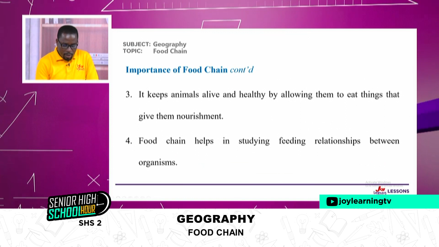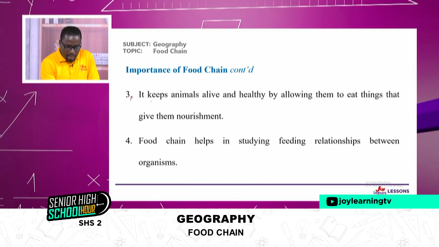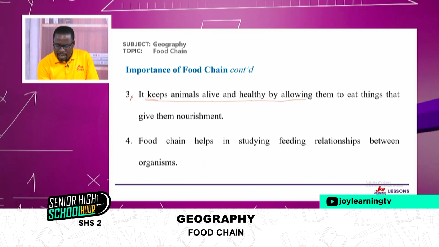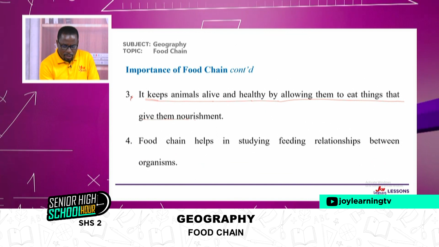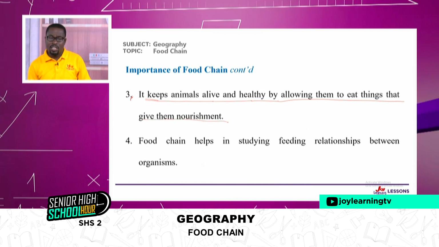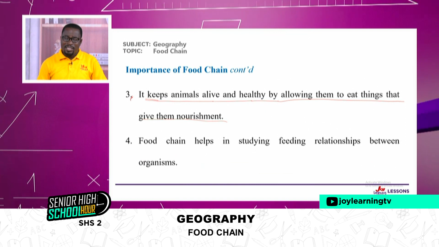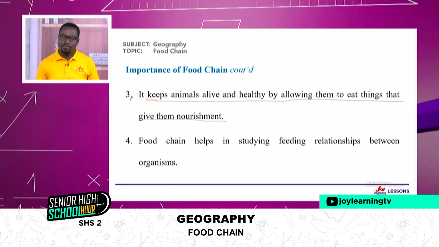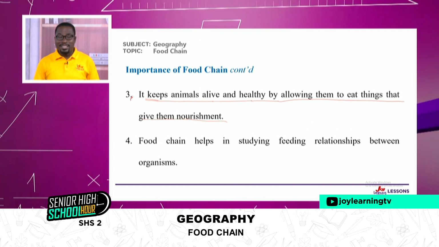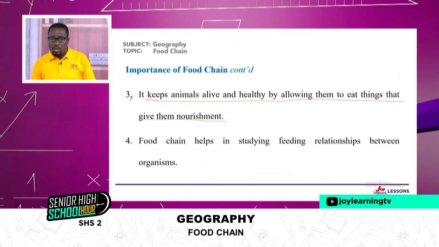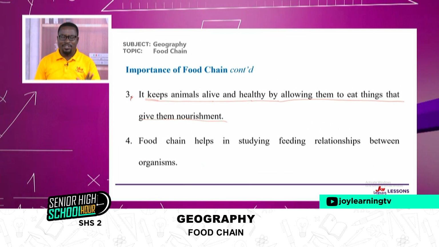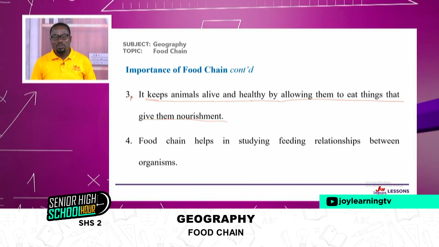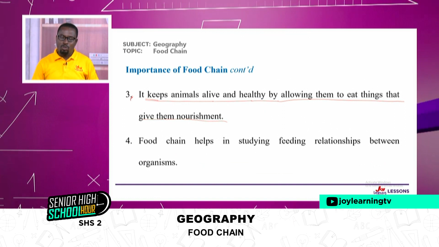Now, importance number 3, the food chain keeps animals alive and healthy, by allowing them to eat things that give them nourishment. The food chain allows us to eat things that give us what? Nourishment. Then we become fine, we become okay, you grow well. So the grasshopper, when it feeds on the primary producer, which is the plant, the grasshopper becomes nice. Is that okay? And then other animals will also feed on this grasshopper for them to also look what?